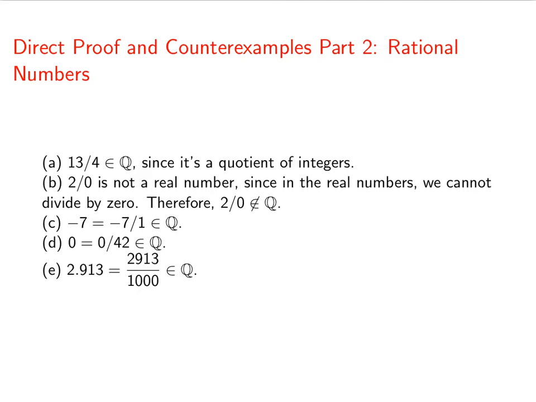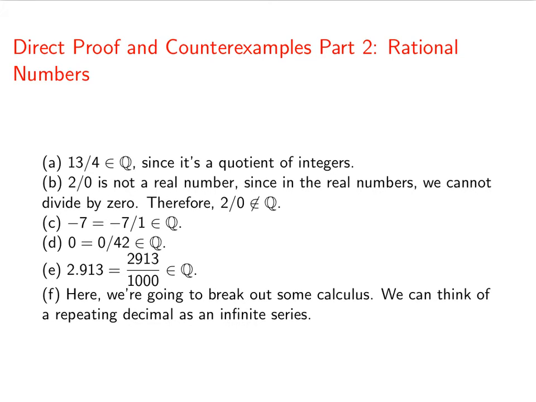2.913, we could rewrite that as 2,913 divided by 1,000, so that's rational. So with that idea, any terminating decimal is rational. All right, for the one with the 0.24 repeating, we're going to use some calculus. This is going to be one of the very rare times in this class when we want to use some calculus.